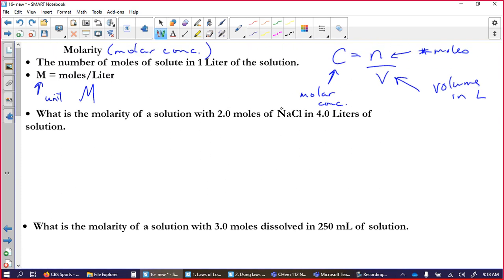What is the molarity of a solution that has 2 moles of sodium chloride in 4.0 liters? I do this. Concentration, I don't know. Moles. Volume, 4.0 liters. C equals N over V.